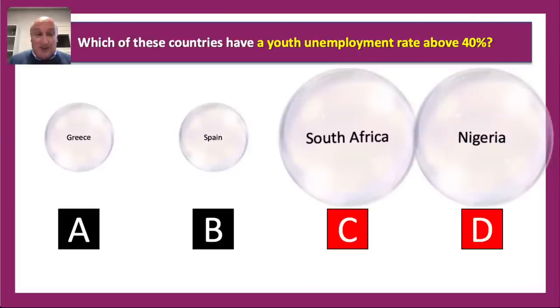Holly was very close. Greece and Spain have youth unemployment of about 30 to 35%. I mean, very high. South Africa, youth unemployment is 65%. Nigeria, above 50%. Staggeringly high numbers. Great context if you get a question on the impact of unemployment on different parts of the population.